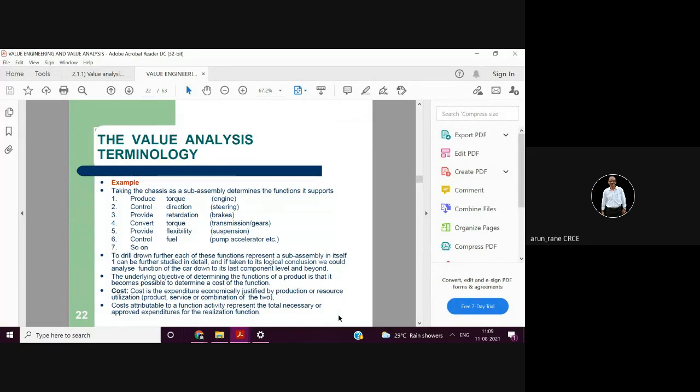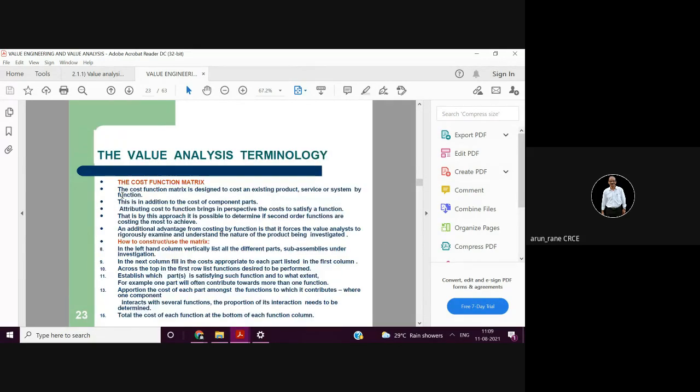Again, an example is given, chassis as a sub-assembly. Okay, so it supports your engine. The engine is fitted on it, so the torque is produced because of the engine. Then steering will give the direction, brakes will give the retardation. So these are all functions of a chassis. And basically, for a chassis, it is a supporting function.